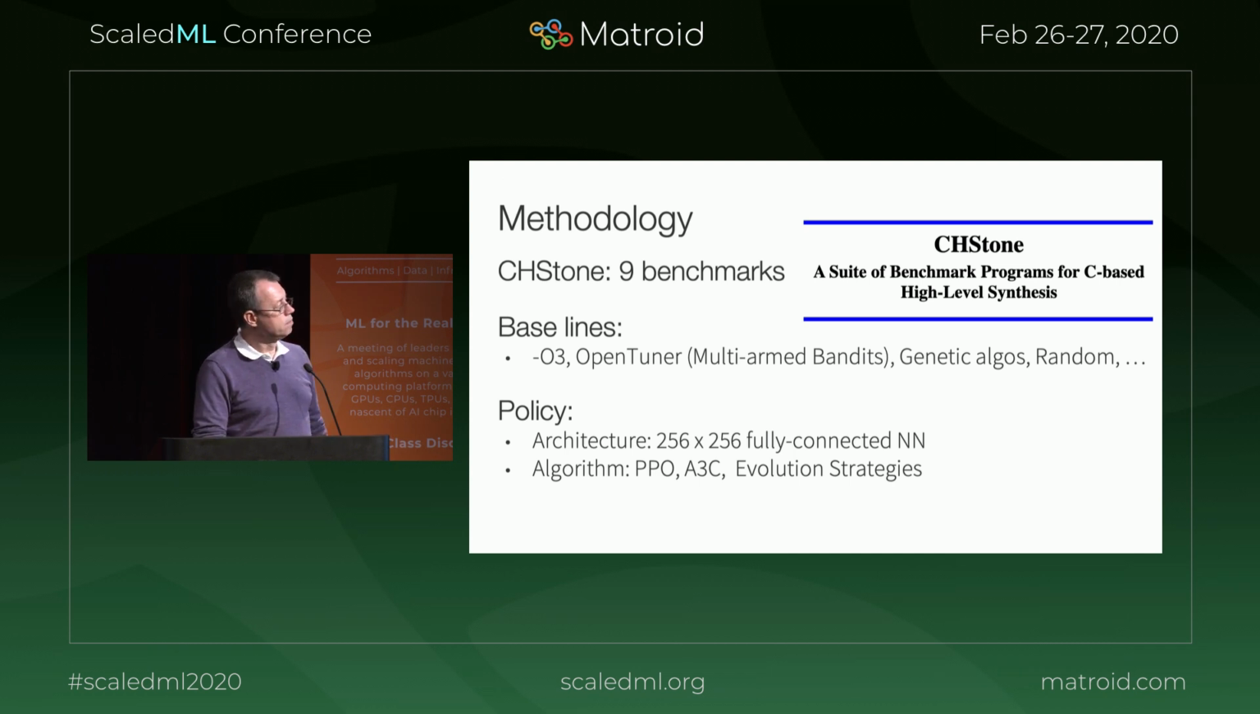We evaluated on the CA-Stone benchmark. As a baseline, we use a variety of approaches. As I mentioned to you, this is a very old field, 40, 50 years, so people have tried everything under the sun. OpenTuner is a tool using multi-armed bandits, and there are also genetic algorithms and random search. And -O3 is what you are using today in compilers by default if you want an optimized program for speed. This is the default.